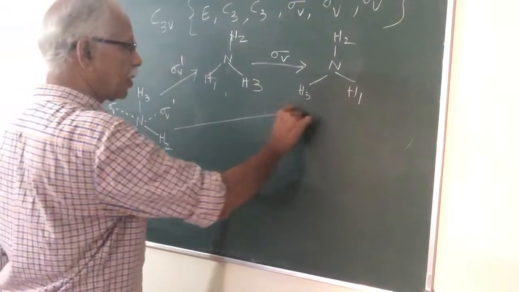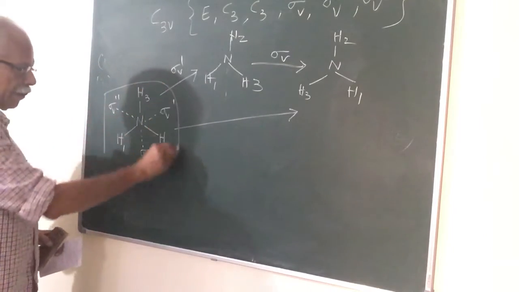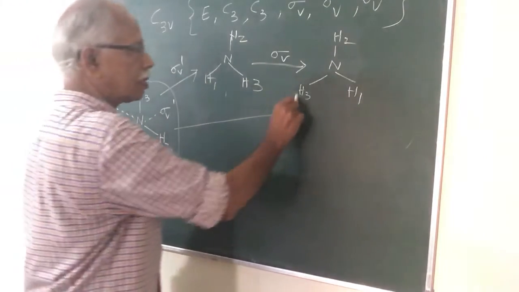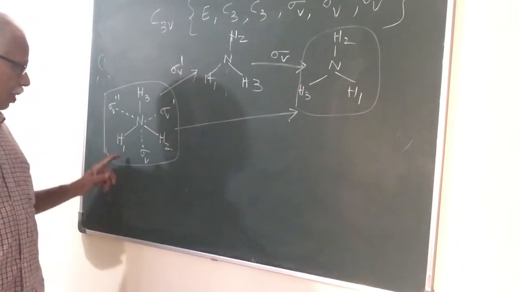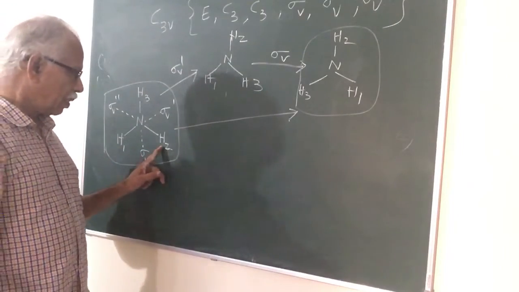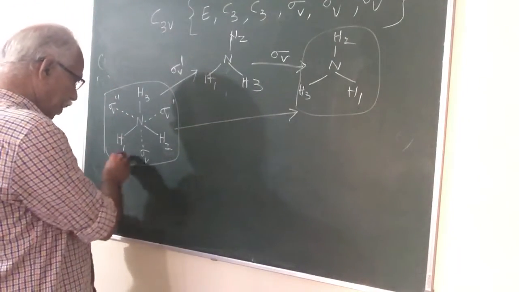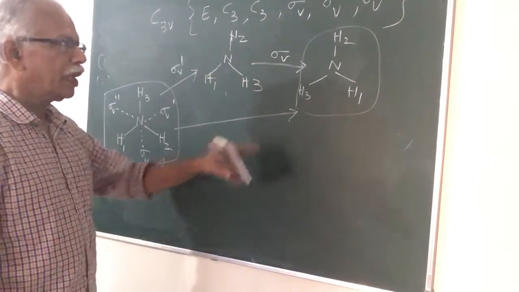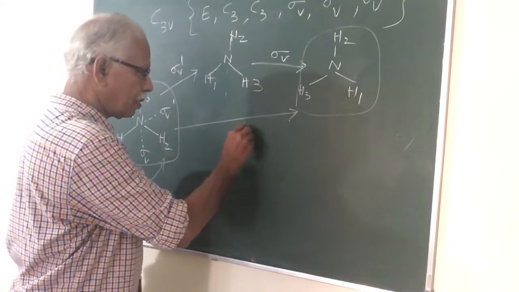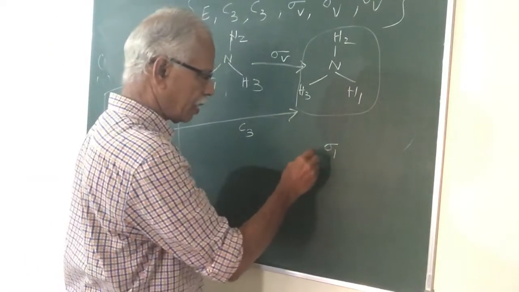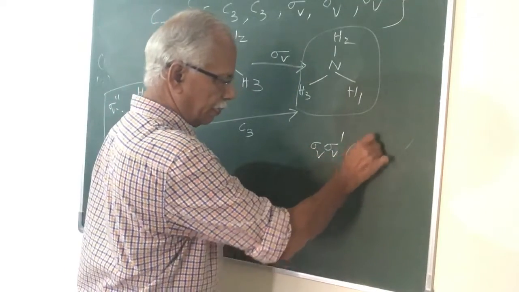Now what is the single operation that will convert the starting molecular picture to this picture? You compare the locations of hydrogen atoms. Hydrogen 1 has gone to the right, hydrogen 2 to the top, and hydrogen 3 has come here. It is simply an anti-clockwise rotation by 120 degrees, sufficient to give this picture. So we write this is equal to C3. Sigma V dash followed by sigma V is equal to C3.